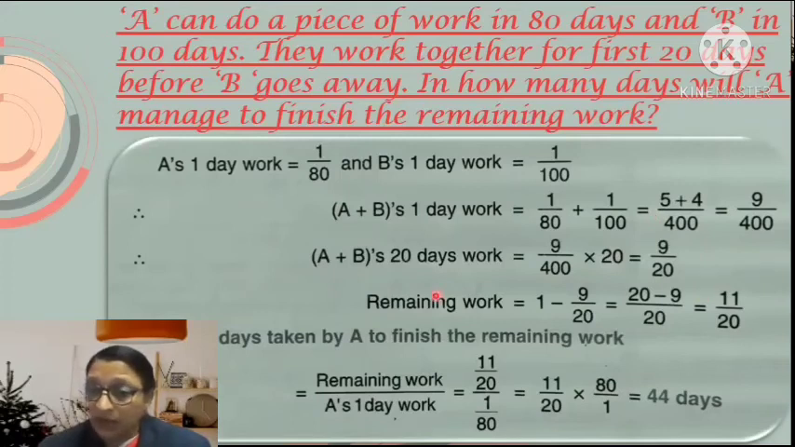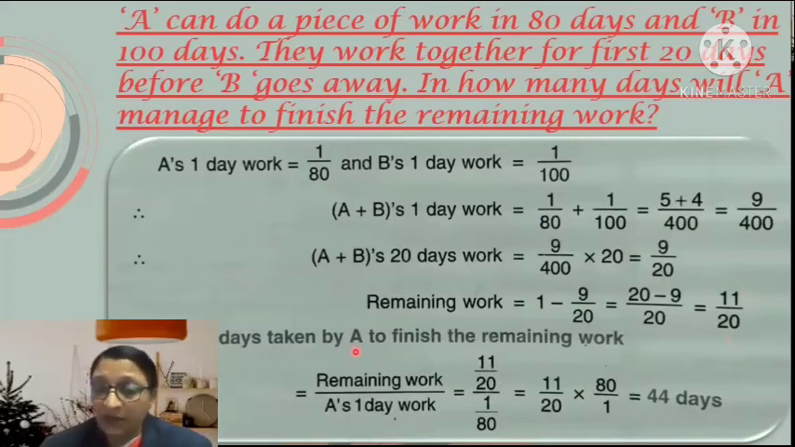Now, the remaining work we can find out by subtracting 9 upon 20, that is the 20 days work of A and B, from the whole work. That is 1 minus 9 upon 20, by finding out the LCM. The final answer we get here is 11 by 20.